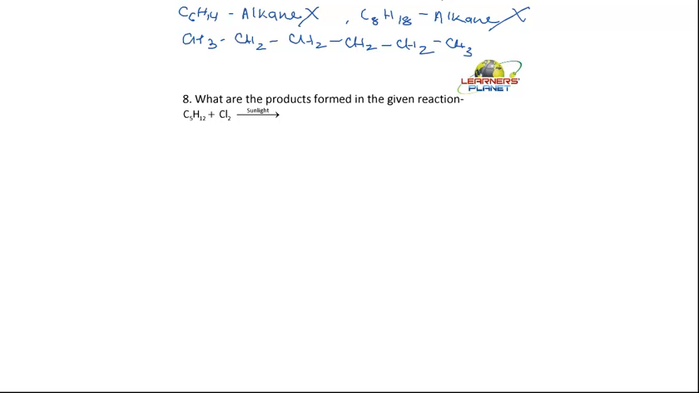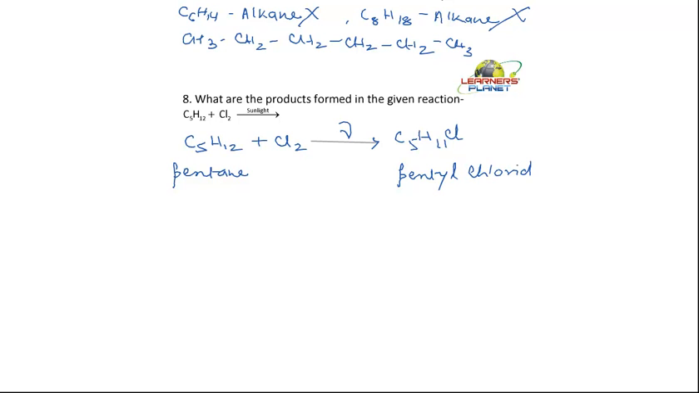What are the products formed in the given reaction? Now what is C5H12? C5H12 is an alkane and its name is pentane. It is treated with chlorine in the presence of sunlight. So what type of reaction will it undergo? It will undergo a substitution reaction and it will form C5H11Cl. So what will be its name? Its name would be pentyl chloride.